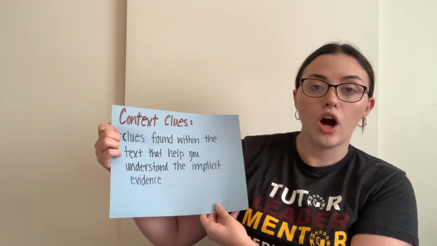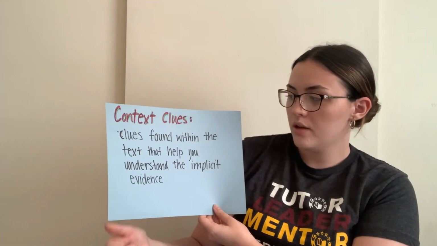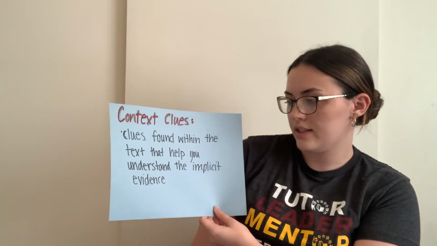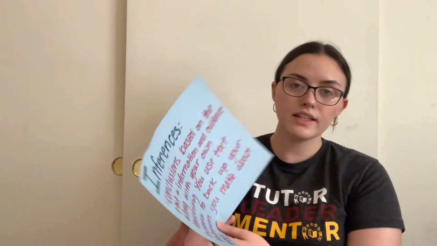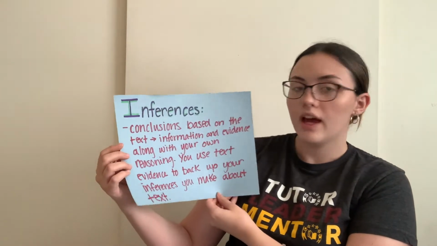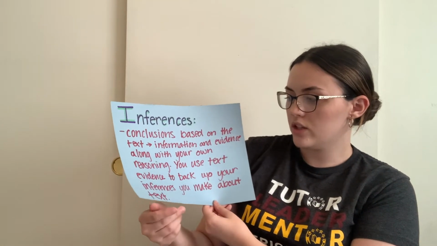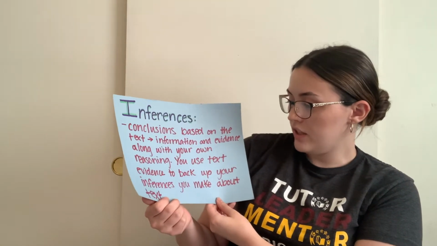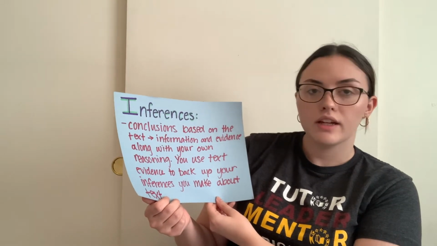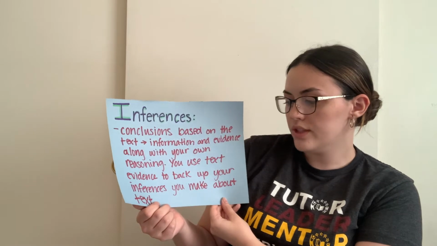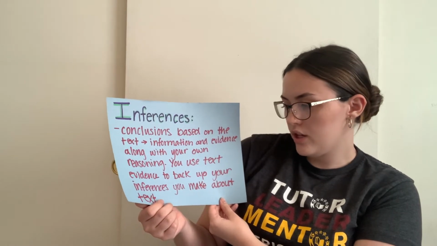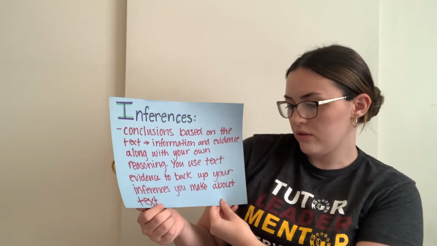But we know from his yell of "ouch" that he did in fact feel pain. Up next, we have context clues, which are really important because they are clues found within the text that help you understand the implicit evidence. Next, we have inferences. An inference is a conclusion based on the text, specifically information and evidence gathered from the text along with your own reasoning. You use text evidence to back up your inferences you make about the text.